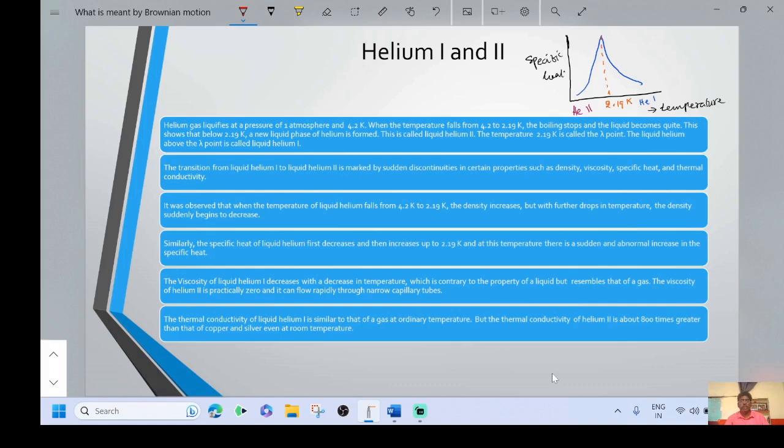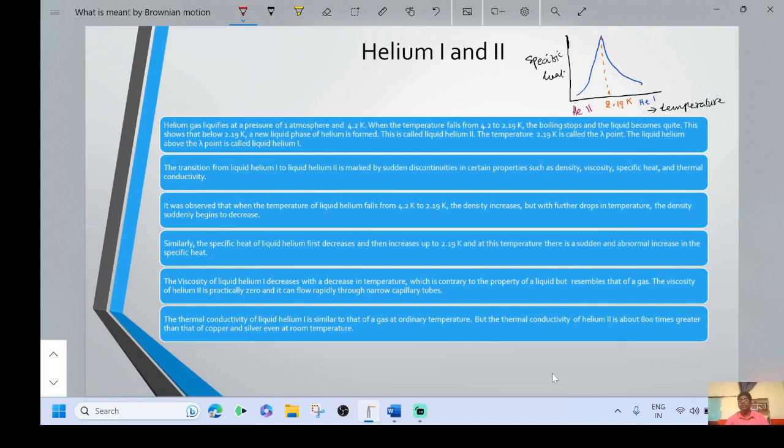The viscosity of helium 1 decreases with a decrease in temperature, which is contrary to the property of a liquid but resembles that of a gas. The viscosity of helium 2 is practically zero and it can flow rapidly through narrow capillary tubes. The thermal conductivity of liquid helium 1 is similar to that of a gas at ordinary temperatures, but the thermal conductivity of helium 2 is about 800 times greater than that of copper and silver even at room temperature.